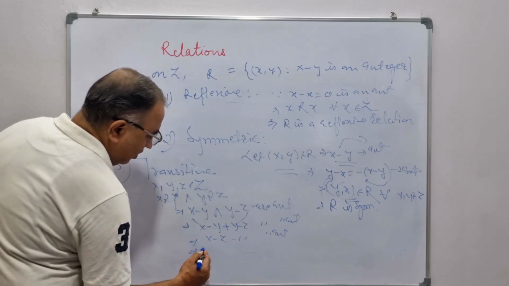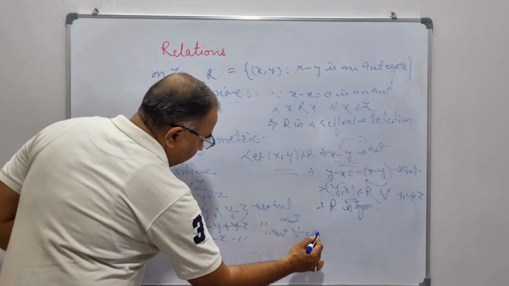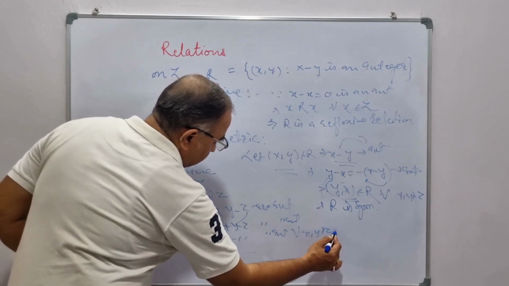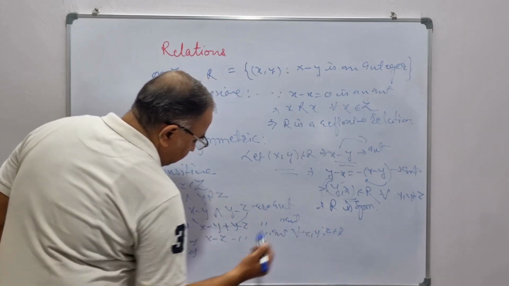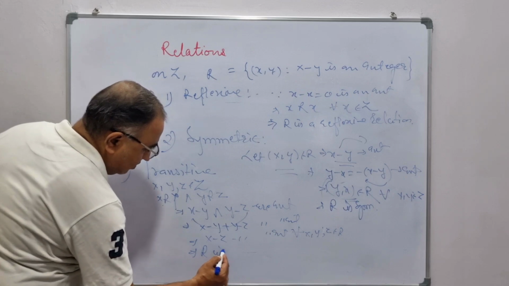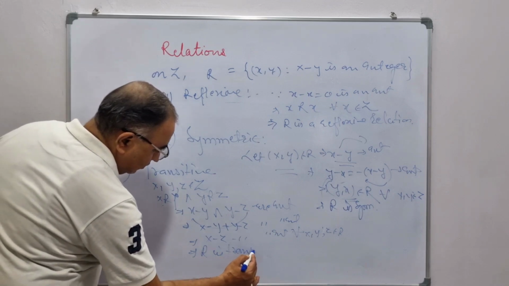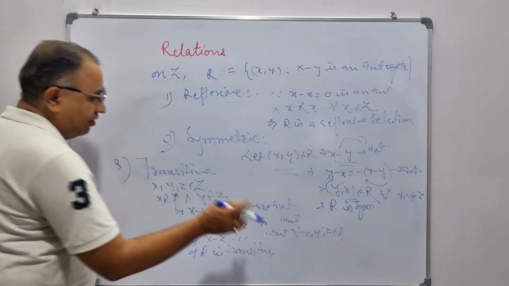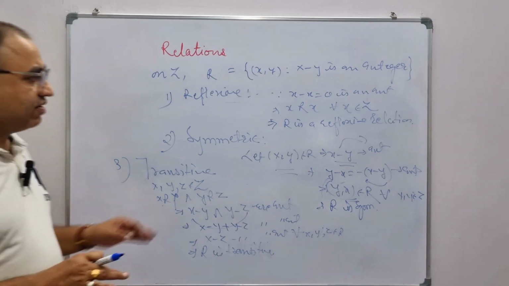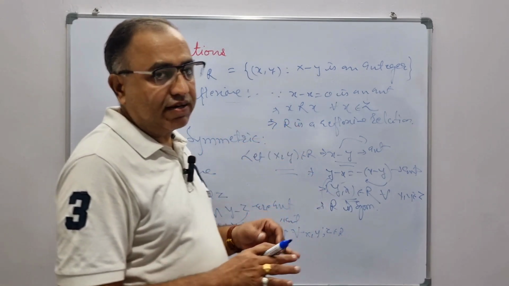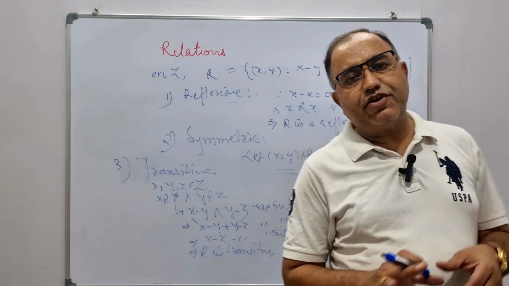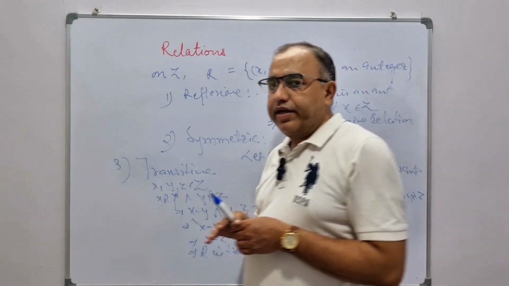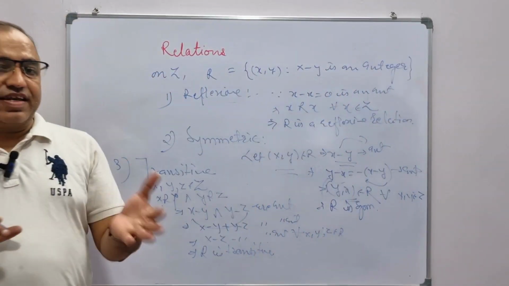So that means it's true for all such x, y, z which belong to capital Z. So relation R is transitive. So what we have seen here is that the relation is reflexive, symmetric as well as transitive, hence it's an equivalence relation. This is how we check and prove whether a relation is an equivalence or not.